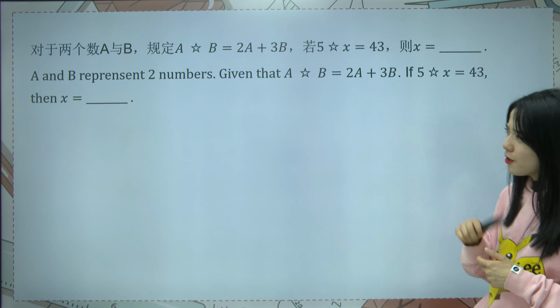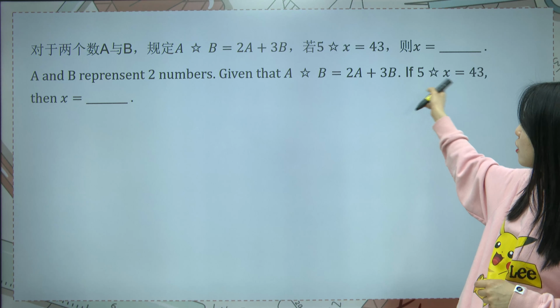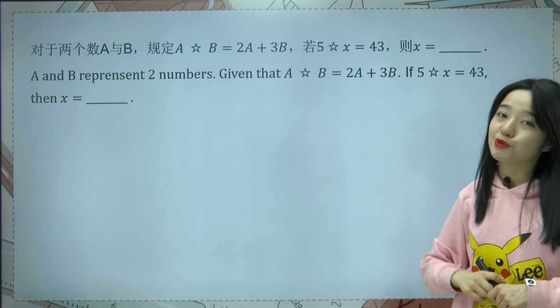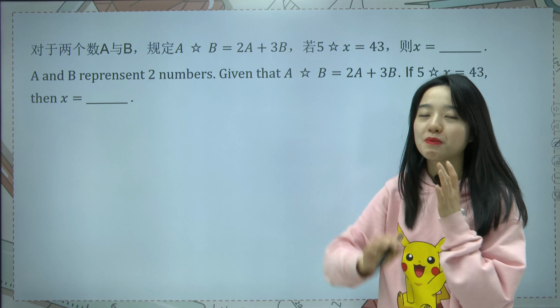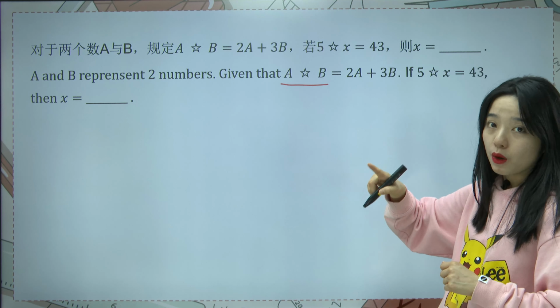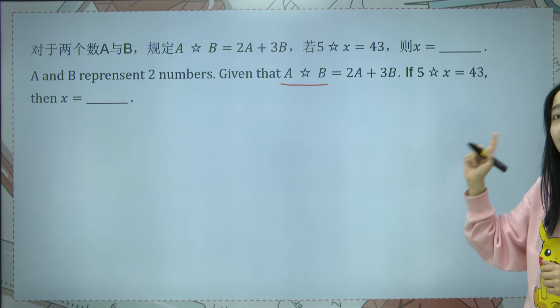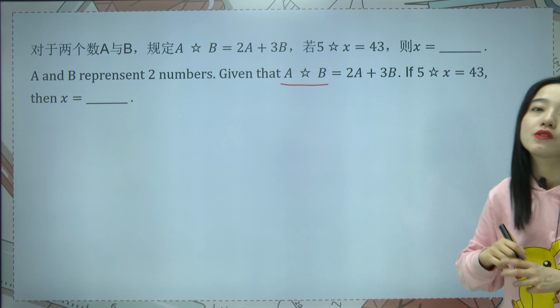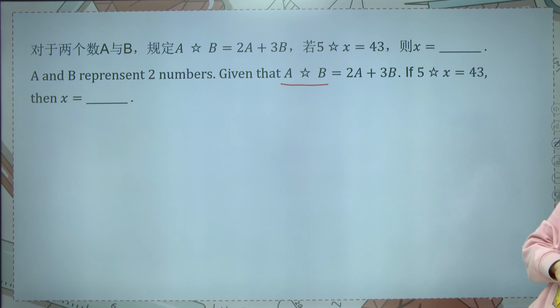And let's see here. Sometimes we may have an unknown in the question. How do we solve it? In this question, we got a and b, they represent two numbers, and given that a star b equals 2a plus 3b. So, if we know 5 star x equals 43, what's the value of x?